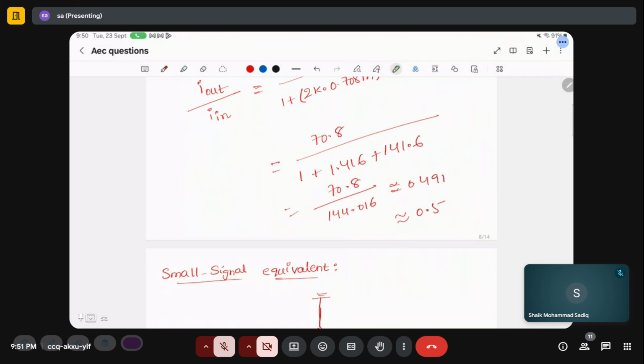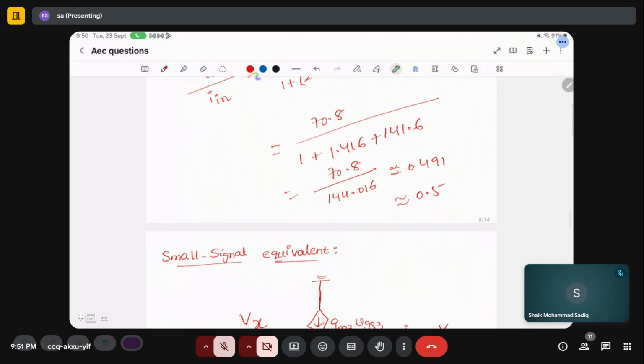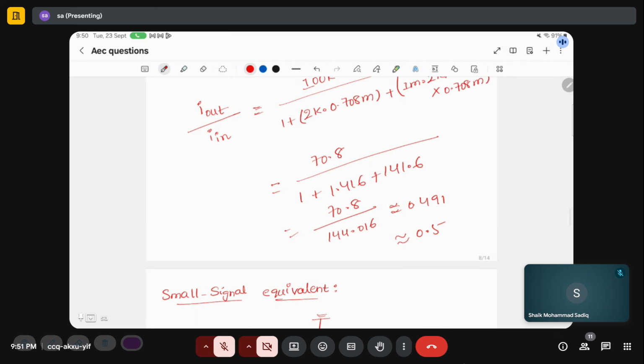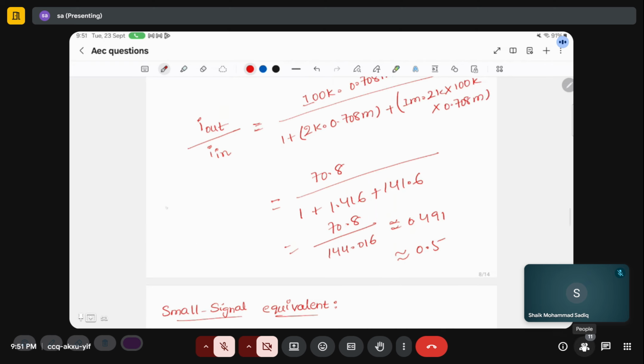Actually, they told that Iin is 1 microamp. We have to find iout. So we got 0.5 in 1 microamp, which is nothing but 5A minus 7. You divide and multiply with 10 so that you will get this 5A minus 7.